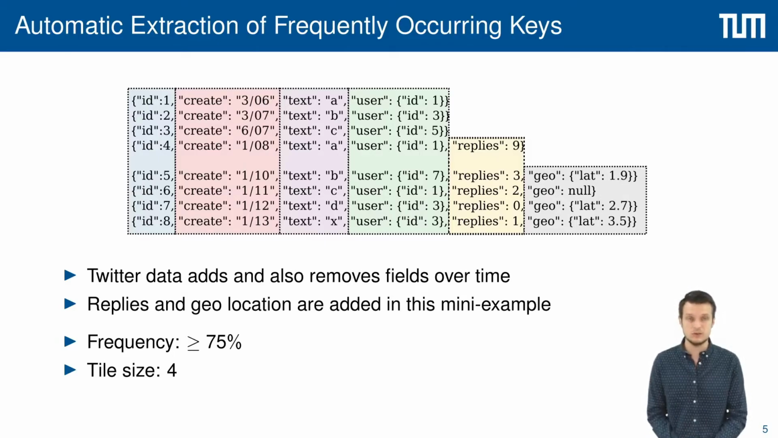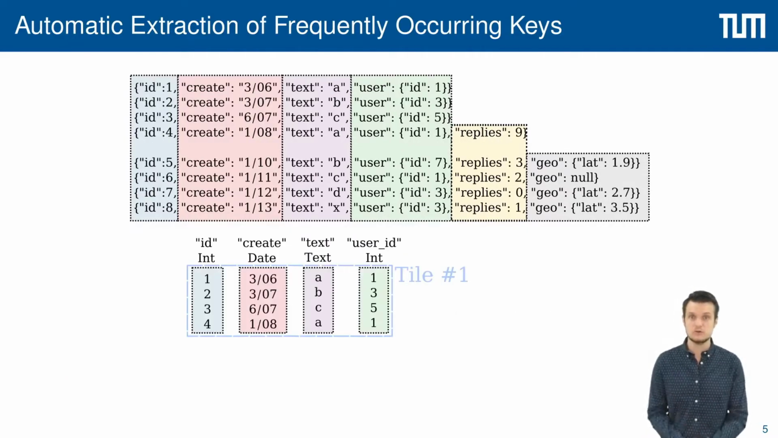We use again the Twitter Tweets API and show 8 tuples here. We mock the changes in the data by adding geolocation and replies later on. In this example, we use a tile size of 4, meaning that a tile needs 4 tuples to be created. The frequency for keys to be considered for materialization is 75%, meaning 3 out of 4. So let's dive into the first tile.